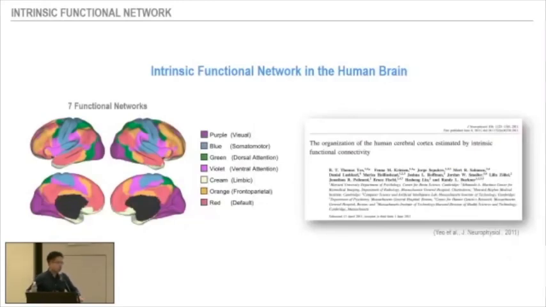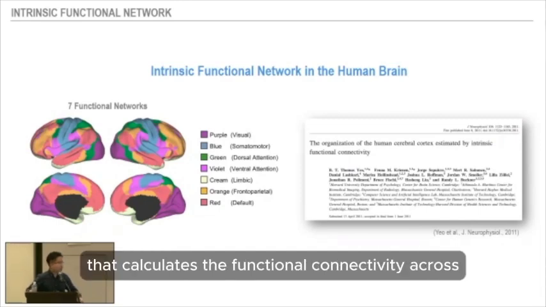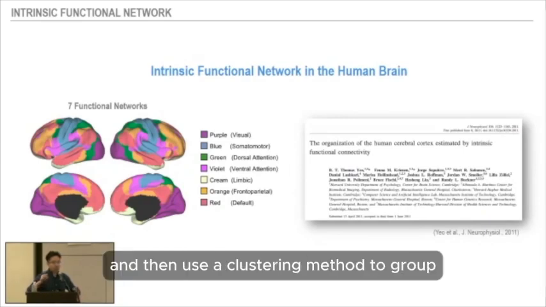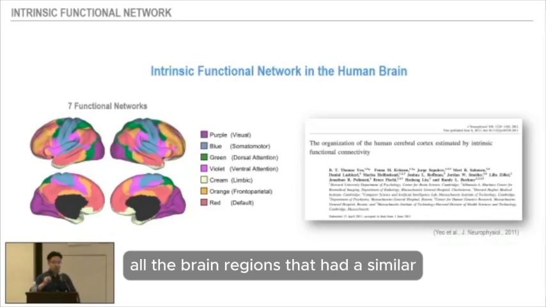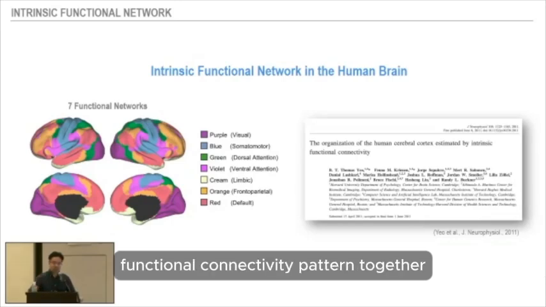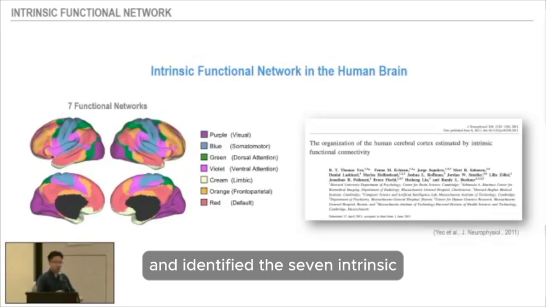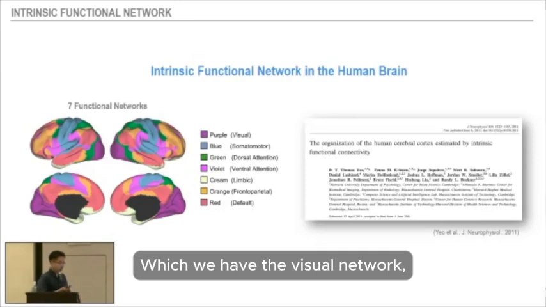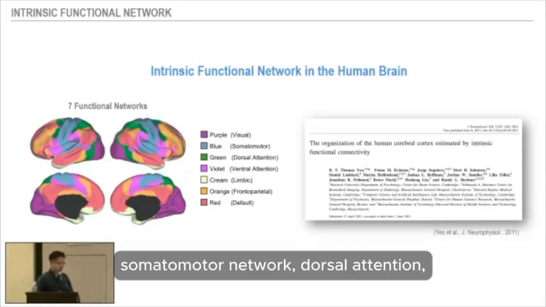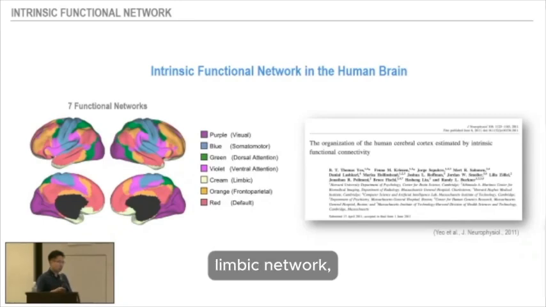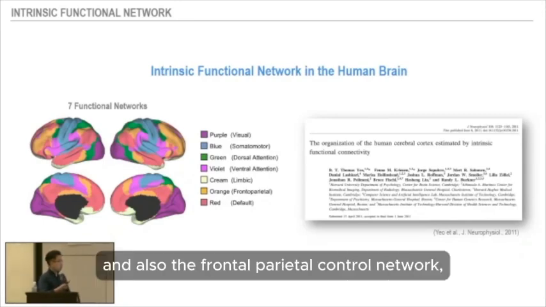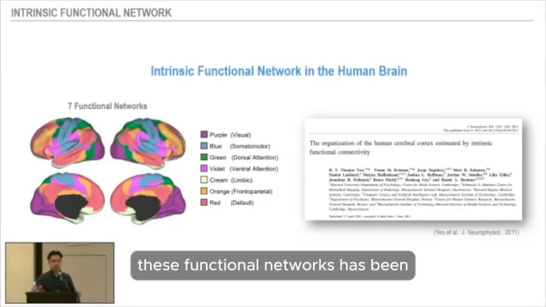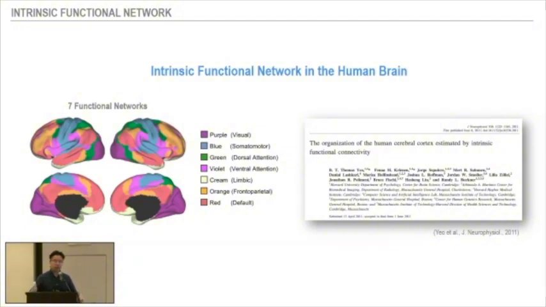A couple of years later, Dr. Yeo and colleagues used a similar method to calculate the functional connectivity across the whole brain, and then used a clustering method to group all the brain regions that had a similar functional connectivity pattern together. They identified 7 intrinsic functional networks in the human brain: the visual network, somatomotor network, dorsal attention network, ventral attention network, limbic network, frontal parietal control network, and default network. Since then, these functional networks have been widely used as a brain atlas for clinical research.